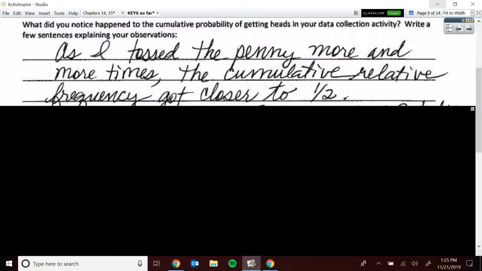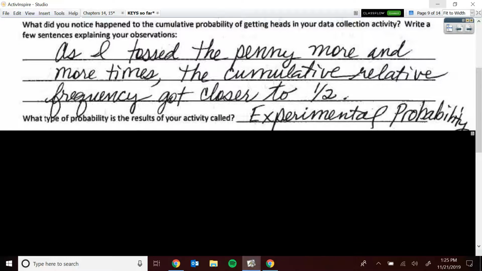And what kind of probability is your little activity considered? It's experimental, because that's what happened in your experiment.